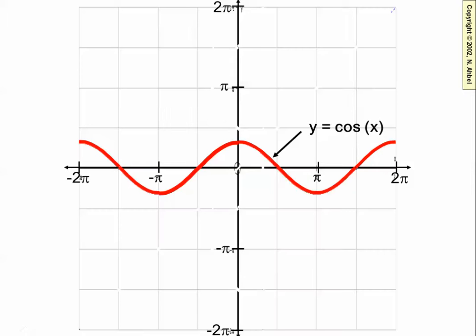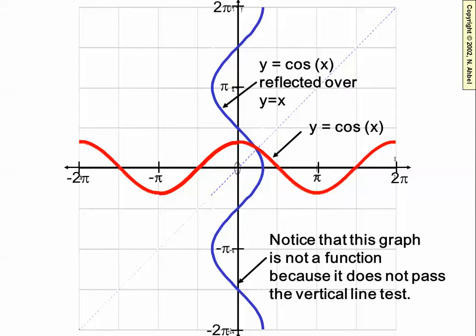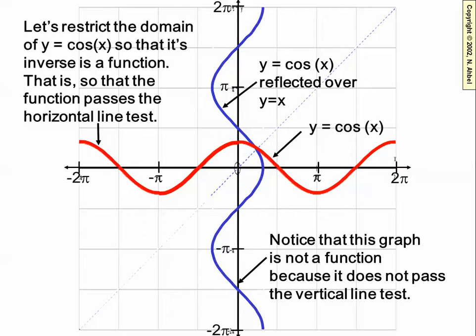The inverse cosine function. We start with y equals cosine of x graphed from negative 2 pi to 2 pi, and then we're going to reflect y equals the cosine over y equals x to get its inverse. Notice that this graph is not a function because it does not pass the vertical line test. So we don't yet have the inverse cosine function.